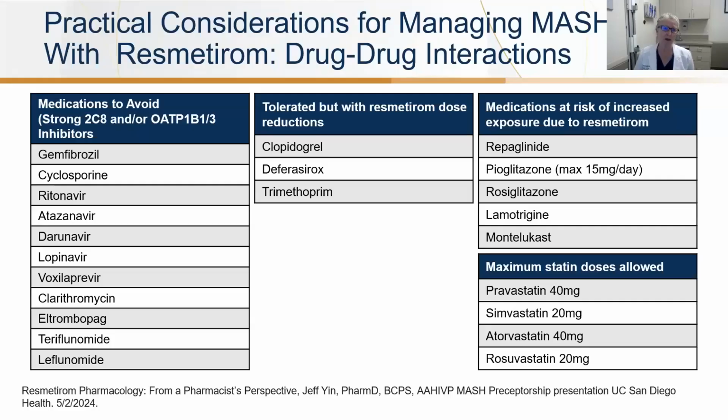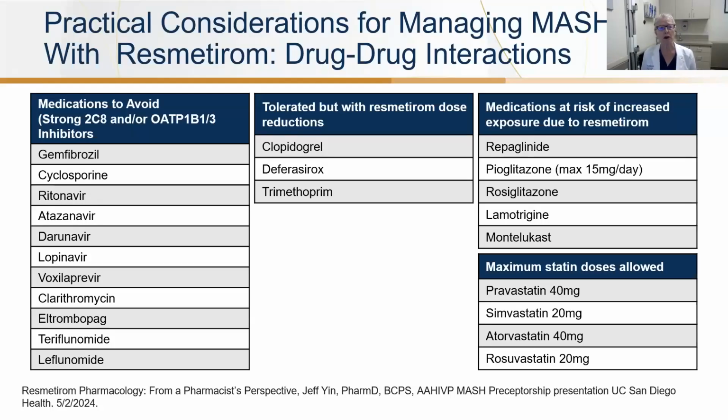So on the practical considerations for managing MASH with resmetirom, there are some drug-to-drug interactions. So take the time, look at your patient's medication list, and if they're on these medications, make sure you're bringing it to their attention. And then also send a note to their primary care doctor to let them know that patients are not going to be able to be on a medication, or that you need to limit their maximum dosage. So here's a list of medications here on the left.